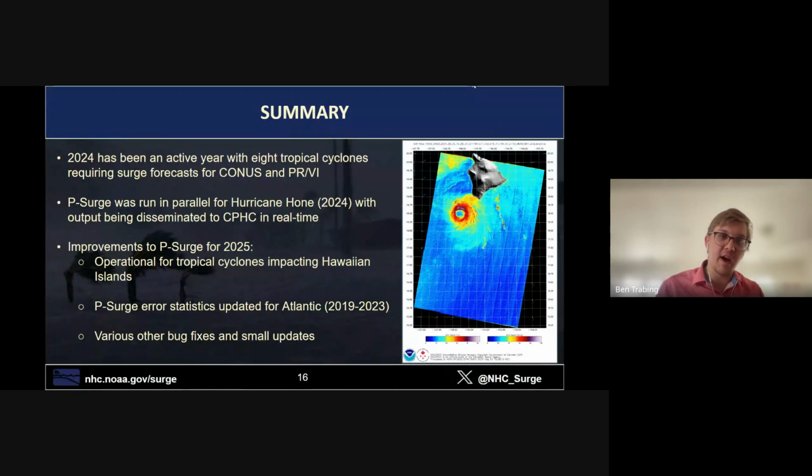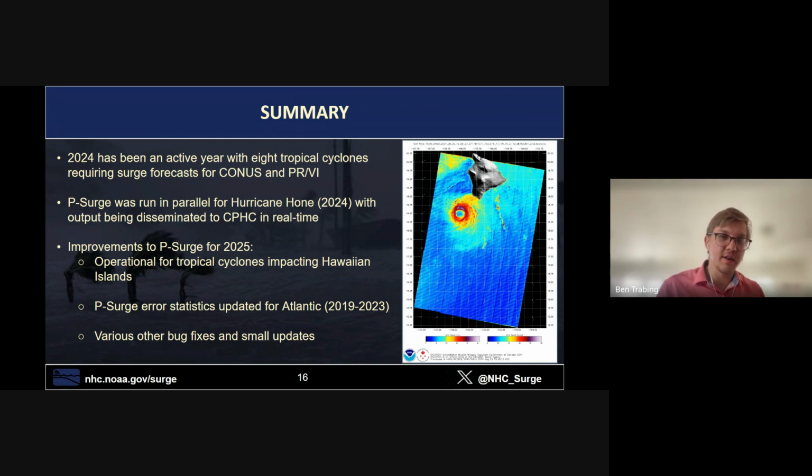And for 2025, that's going to become operational, where we're actually going to be providing forecasts for storm surge through the P-surge model out in this region. Other updates that we've improved on is calculating those P-surge error statistics and updating those for the Atlantic. That hasn't been done since prior to 2020, so we've been able to update those. And then we've also been working on various other smaller bug fixes and updates to the model itself.